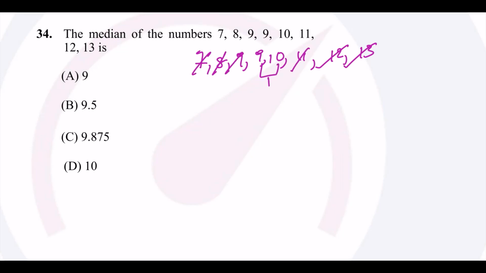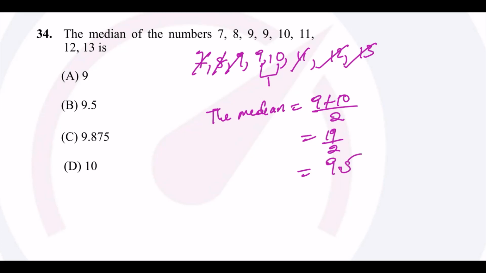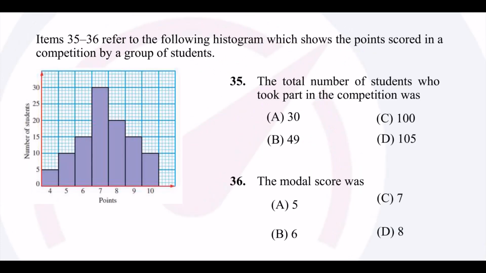So therefore the median is going to be equal to 9 plus 10 divided by 2, because we want to find the average of the middle numbers. So that's 19 over 2, and 2 into 19 goes 9.5. So hence our median is B, 9.5.